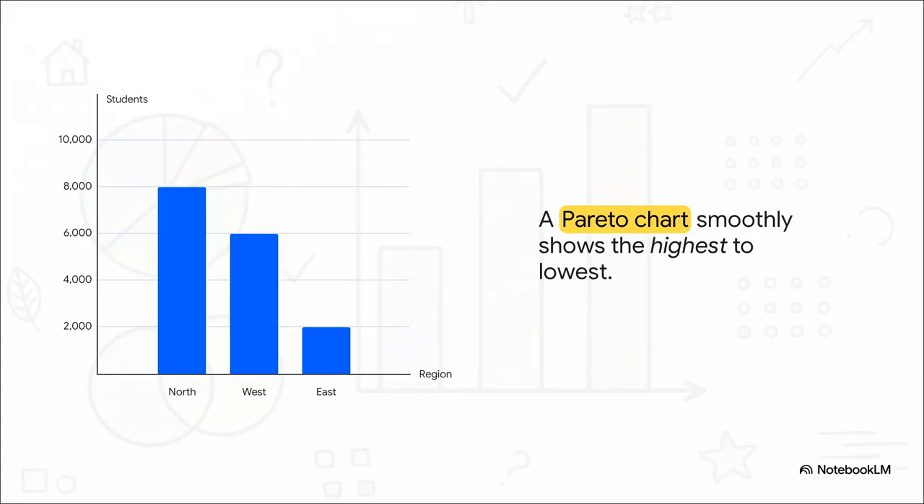By simply arranging the bars from tallest to shortest, it becomes instantly, totally obvious that the northern region dominates. It forms this really smooth, downward staircase. You don't have to search for the highest or lowest anymore. The chart is literally doing the thinking for you.